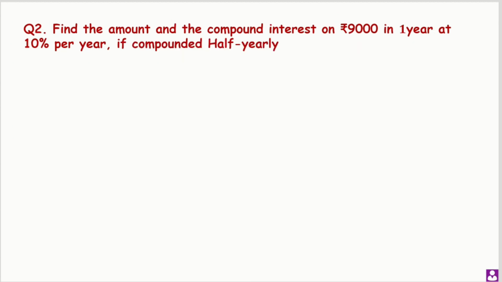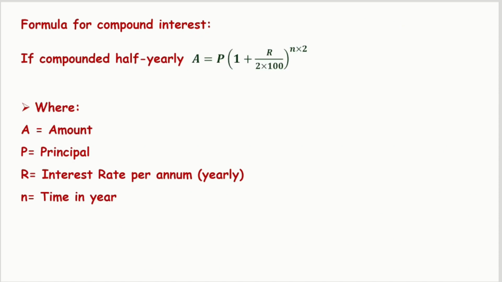Here we have our next problem. Find the amount and the compound interest on rupees 9,000 in 1 year at 10% per year if compounded half yearly. So for this we have a formula. If interest is compounded half yearly, A equals P (1 + R/(2 times 100))^(n times 2), where A, P, R and n have the same meaning.